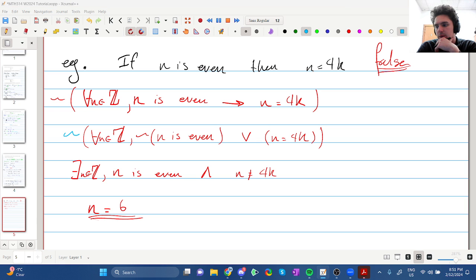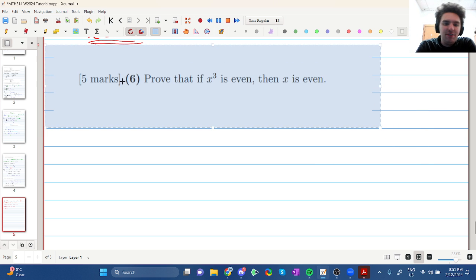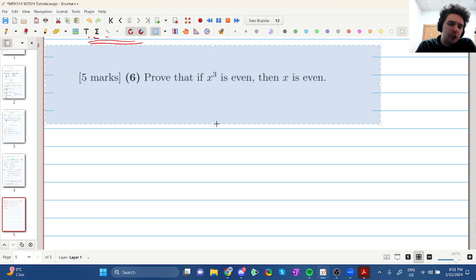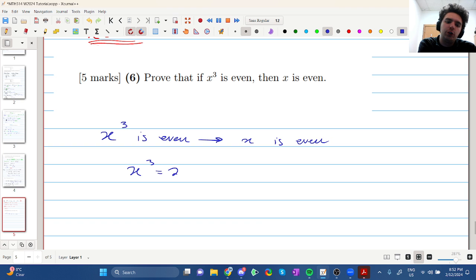Okay, so let's move on. The next question is prove that if x cubed is even, then x is even. Whenever you do this, it's easier to not start with the thing that's being cubed. What we're trying to prove is that x cubed is even implies x is even. You could start by saying x cubed equals 2k for some integer k, but this gets complicated because then you're going to take the cube root and so on. It's good not to start with the cube.